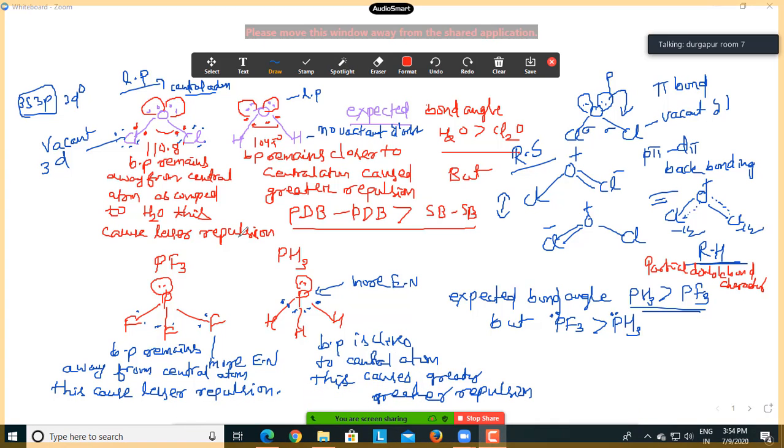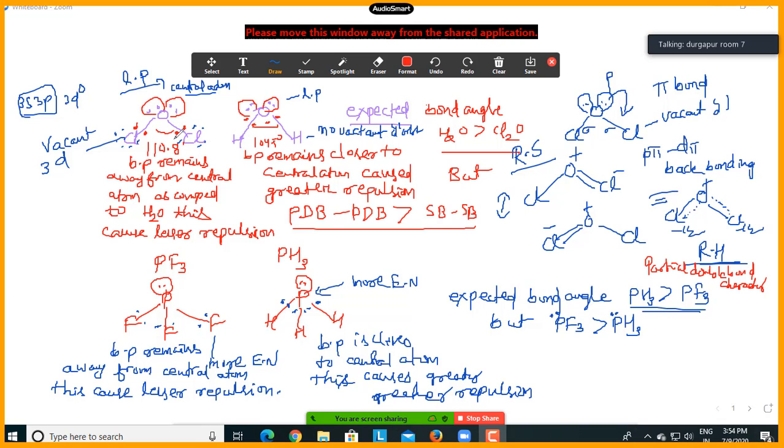Yes, let's start. As per expectation, the bond angle of water should be more than Cl2O. This is expected according to the electronegativity difference between the central atom and the surrounding atoms. The reasons I already told you and explained, and it is written.